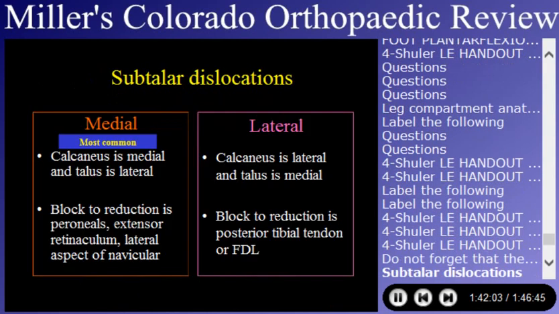Subtalar dislocation is named for where the actual calcaneus goes. Calcaneus goes medial, therefore it's a medial subtalar dislocation, which is most common, so the structures that are going to block you from reduction are the things that are lateral then. Peroneals, extensor retinaculum, lateral aspect, and navicular. And the opposite is true for lateral subtalar dislocation.